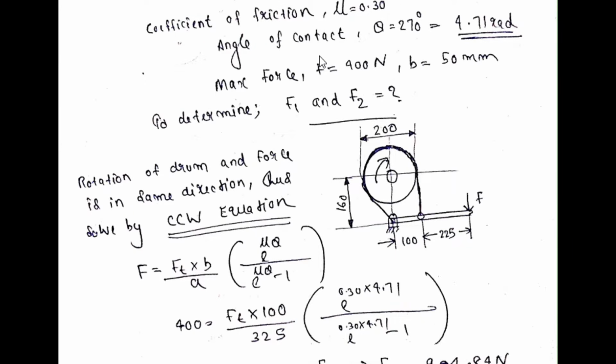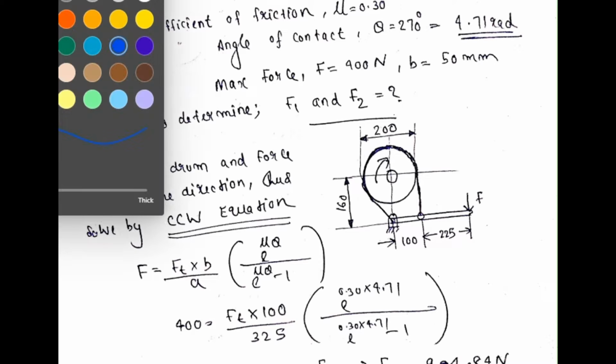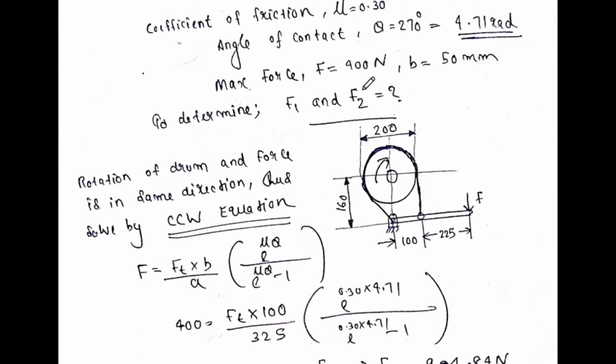So first, I have written all the given conditions. We have a coefficient of friction mu as 0.30, angle of contact, that is theta, 270 degree, but we have to convert it into radians. We can only substitute the value in radians, so that 270 degree will be 4.71 radian. Then the maximum force is given as 400 newton. Then the width of the band is also given. These are all the given conditions. We need to determine F1 and F2 in this band, as well as the braking torque.